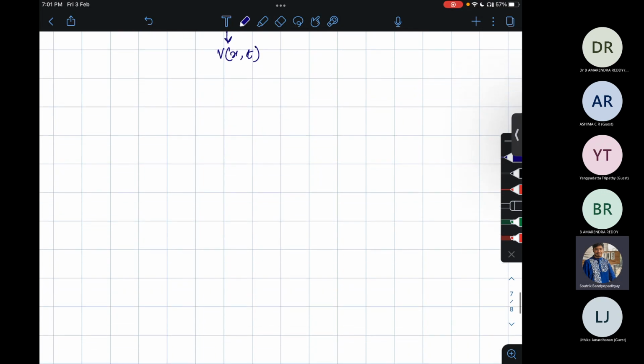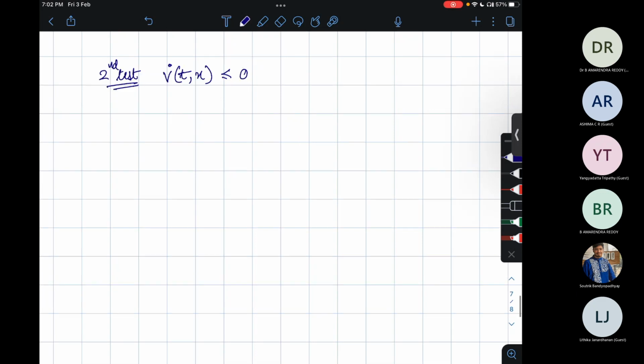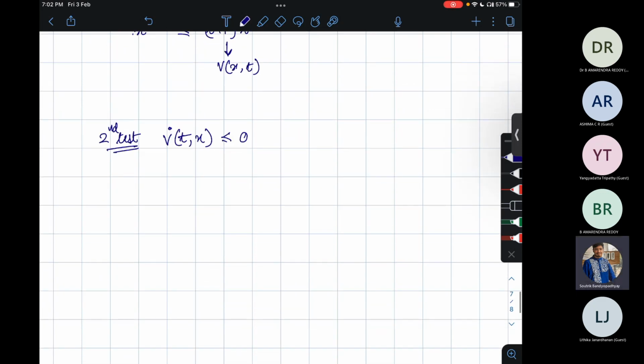Now, how does this candidate become a proper Lyapunov function? There needs to be a second test which must be done on this, and that test is the derivative test. The derivative must be less than or equal to 0. So this is the second test. So let's compute the derivative.